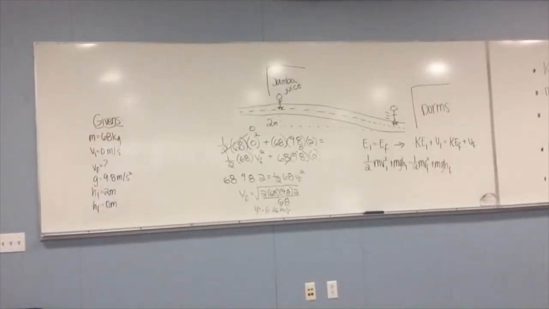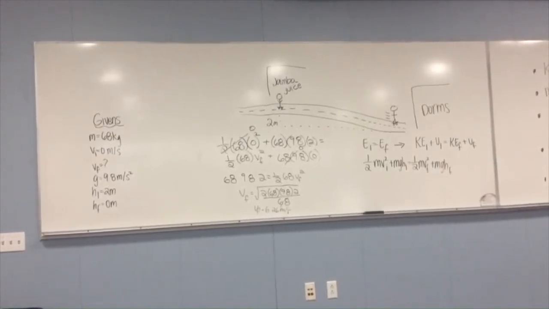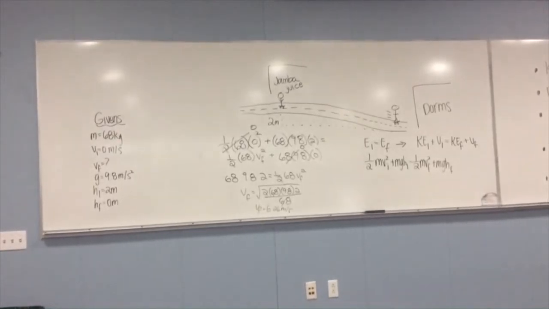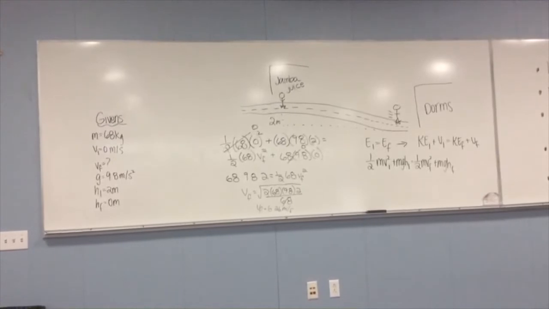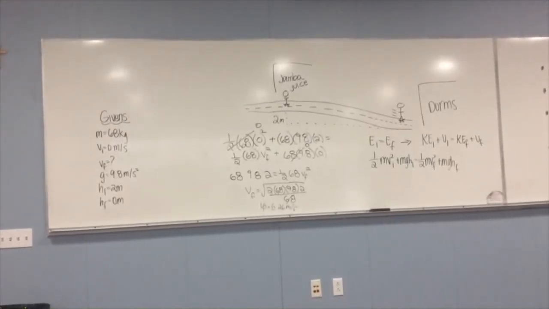As you can see, this problem follows the law of conservation of energy, which states, energy is neither created nor destroyed, it is merely converted. At the top of the hill, the skateboarder has potential energy. As he skates down to the bottom of the hill, that potential energy is converted into kinetic energy.